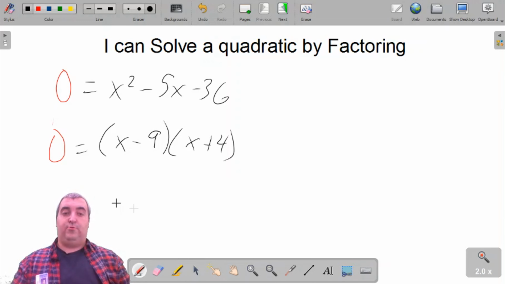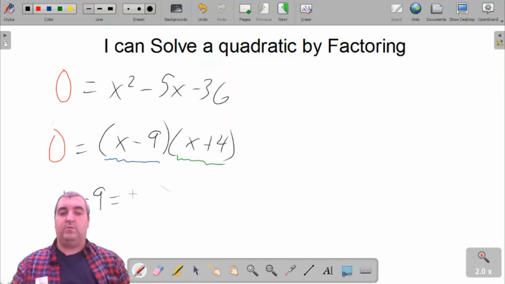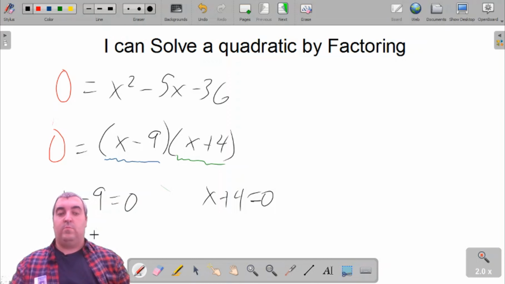All right, so at this point, once you've done the factoring, you've actually done the hard part. Now you just look at your two factors, so this guy and this guy, and we're going to use what's called the zero product property, which basically means either this is 0, either x minus 9 equals 0, or x plus 4 equals 0. Okay, since either of these things could be true to make 0, when we solve these, we are going to get our two answers.